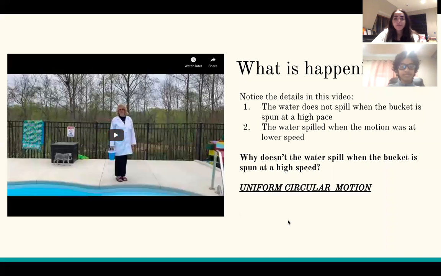Uniform circular motion is a concept that we experience practically every day. We're just going to play a really short clip of an example of such a motion, and then we'll just look at some of the details of it.